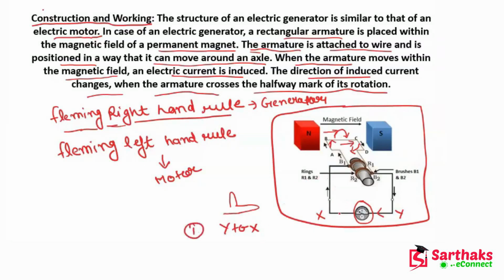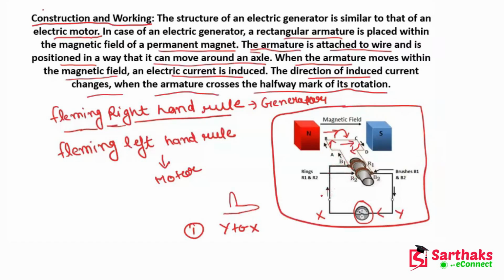You can see that current is from Y to X because this conductor AB is moving upward, so current is flowing like this, and this CD is going downward, so current here will be flowing like this. And because this CD is connected to this brush B2, the current here will be like this, and because this AB is connected to this brush B1, this will also be going like this.